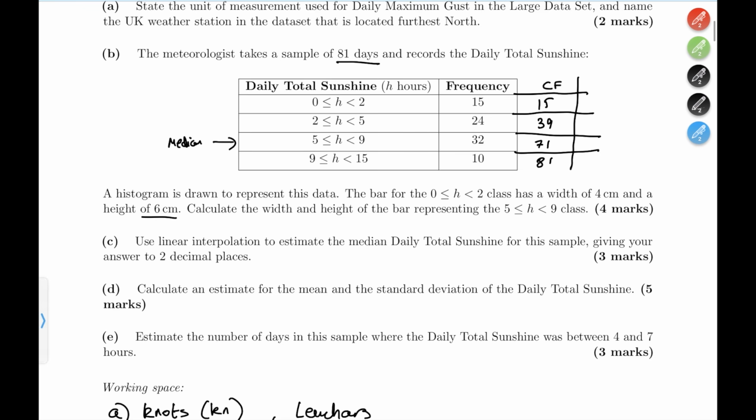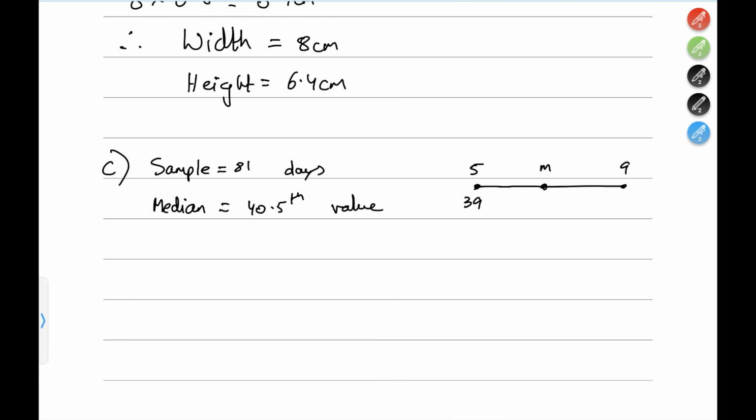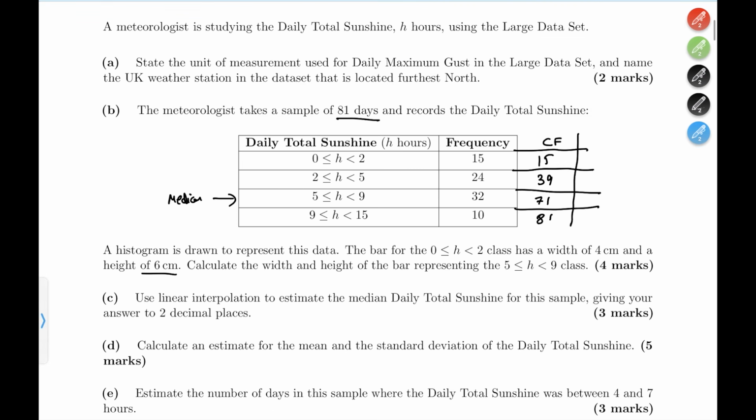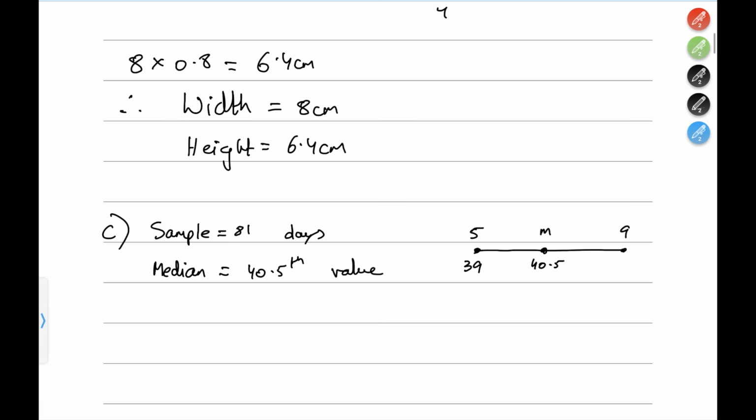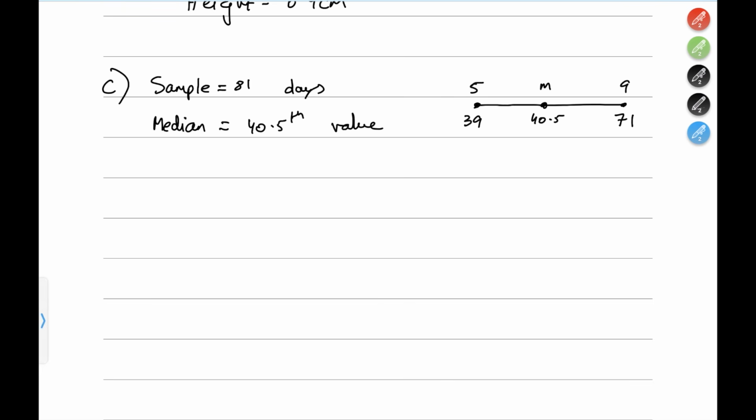And now on the bottom, we're going to be using the cumulative frequencies. Before we hit this class, our cumulative frequency is 39, so I'm going to put 39. Our median is our 40.5th value. And at the end, the 9, we can see the cumulative frequency is 71, so I'm going to put 71 here. Now I'm going to do a couple of calculations. I'm going to say m minus 5 over 9 minus 5 is equal to 40.5 minus 39 over 71 minus 39.